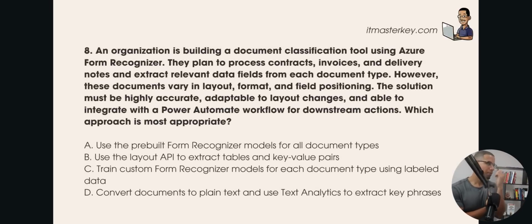An organization is building a document classification tool using Azure Form Recognizer. They plan to process contracts, invoices, and delivery notes and extract relevant data fields from each document type. However, these documents vary in layout, format, and field positioning. The solution must be highly accurate, adaptable to layout changes, and able to integrate with a Power Automate workflow for downstream actions. Which approach is most appropriate?